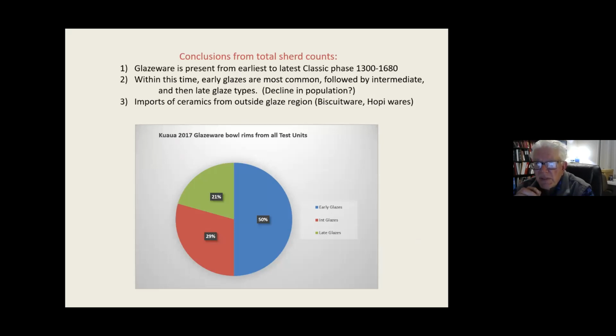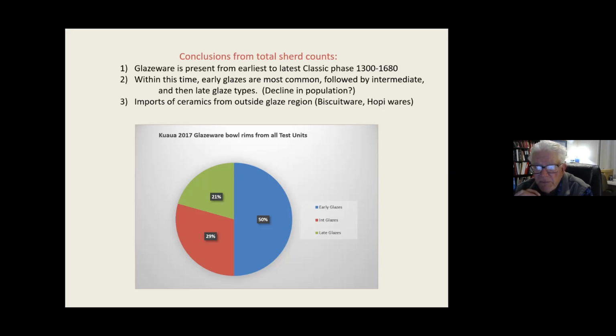So glazeware is present from 1300-ish, 1325 at least, to the Pueblo Revolt of 1680. That's a long occupation and apparently a continuous one. And within that time, the early glazes are probably the most common, it looks like, followed by intermediate and then late glaze types. As I just mentioned, the paucity and lack of late glaze E and glaze F pottery at the site kind of implies a decline in population, or certainly a decline in the production of glazeware pottery. I think it was a very stressful period which resulted in that.